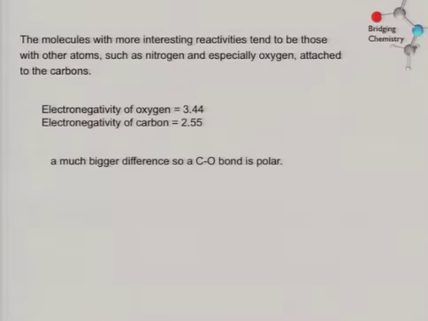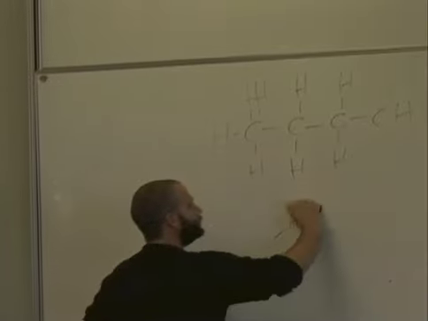The electronegativity of oxygen is 3.44. The electronegativity of carbon is 2.55. And so we would say that a carbon-oxygen bond is polar. So there you go. That's almost a difference of 1. But this is definitely a polar bond. And so that means if we write a carbon-oxygen bond in a molecule, like we might do here, let's put this back on the end.